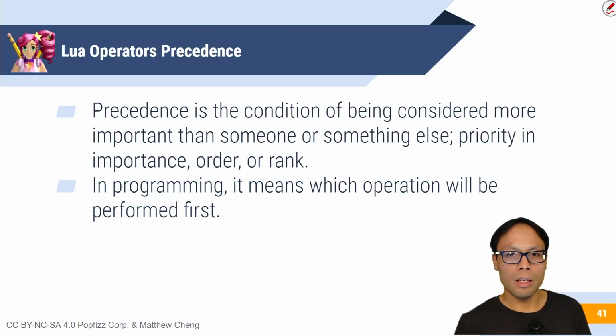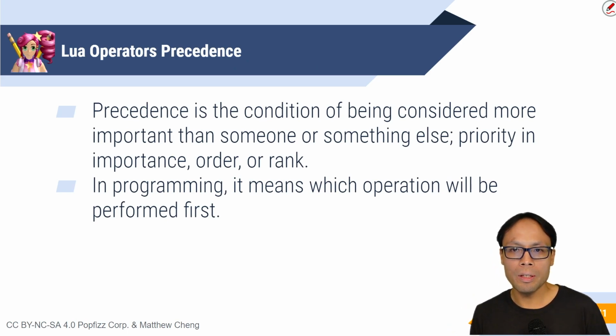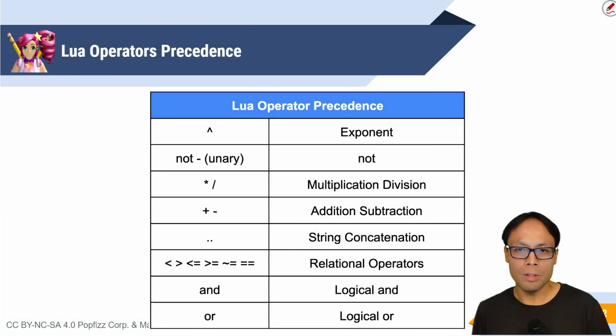All right, the next thing we're going to look at is operator precedence. Precedence is the condition of being more important than somebody else, or having a different rank or order. In programming, what this means is which operation is performed first. So this is the operator precedence chart, and let's go through this. It's like a variation of PEMDAS, except for programming and a little bit more detailed. At the very top, we've got exponent. So that goes first. Then we've got the not, which we'll look at in the future. It's like negating a value, for instance, a negative number.